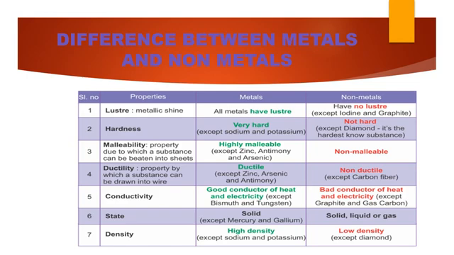Next, ductility. Ductility is one of the properties. We can draw a metal into wires. Metals are easily ductile except zinc, arsenic and antimony. Here the ductile property is absent, but only carbon is possible.